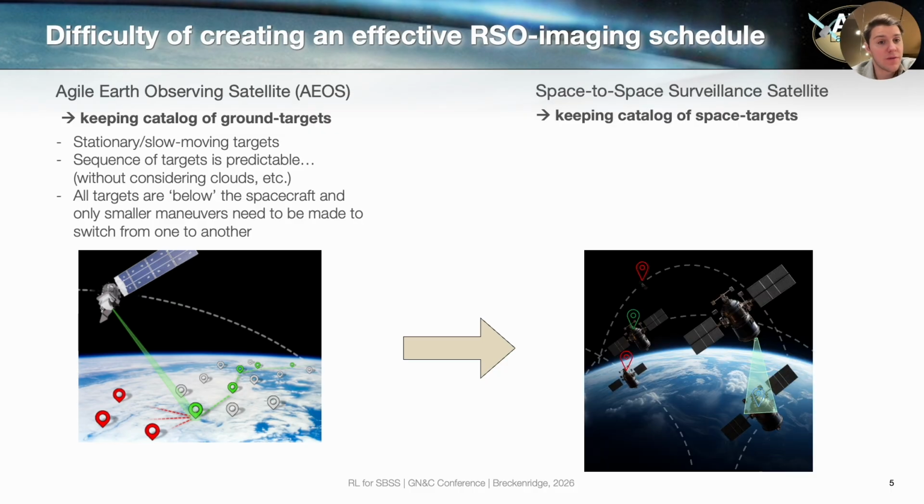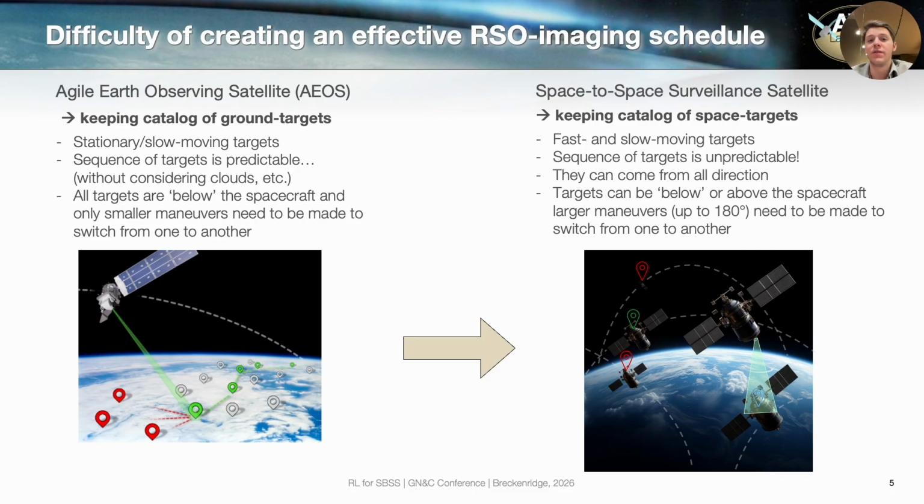If you then want to convert this to something like a space-to-space surveillance satellite, where you're keeping a catalog of space targets, you're now looking at very fast and slow-moving targets, so there's very quick relative dynamics, and the sequence of targets is quite unpredictable, especially when you consider illumination constraints and line of sights, etc. Also, in this scenario, they can come from all possible directions. They're no longer just below you, but they can be above you, behind you, and on the sides, etc.